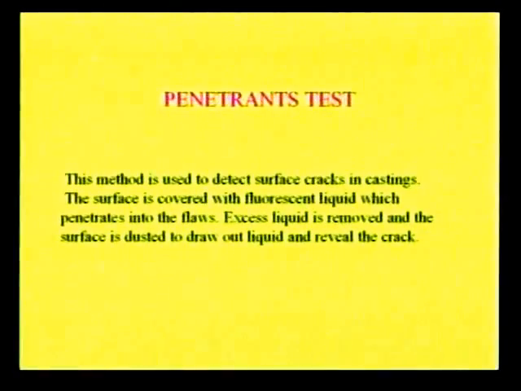The surface is covered with a fluorescent liquid, that is, the red paint is a fluorescent liquid which penetrates into the flaws. Excess liquid is removed and the surface is cleaned. After the cleaning, the surface is dusted to draw out the liquid and reveal the crack, such that the fluorescent material will penetrate into the crack.